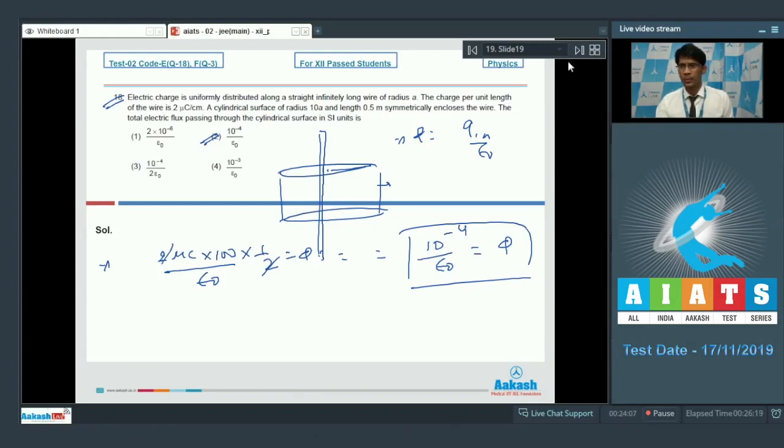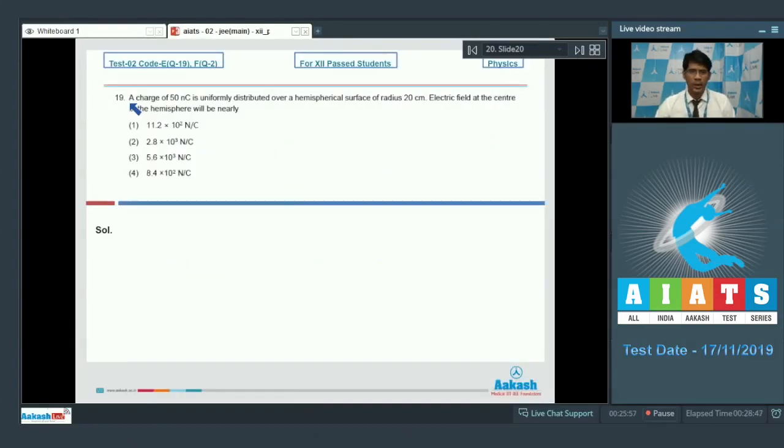Now let's proceed to question number 19. Here in question number 19, a charge of 50 nanocoulomb is uniformly distributed over a hemispherical surface of radius 20 cm. Electric field at the center of the hemisphere will nearly be. I am using a very standard result for this calculation, that is the electric field at its center will be sigma divided by 4 epsilon naught.